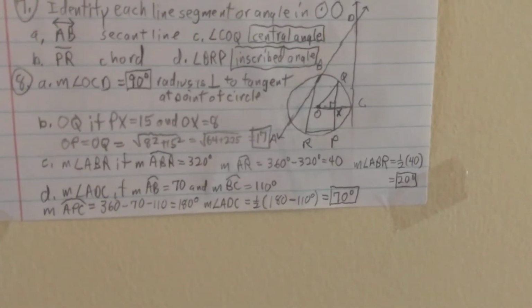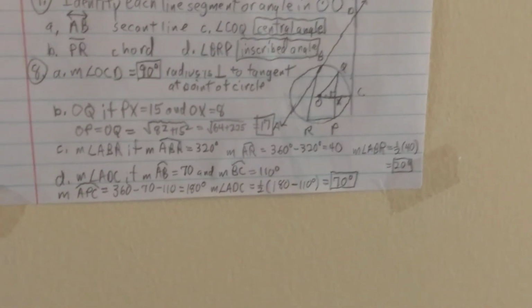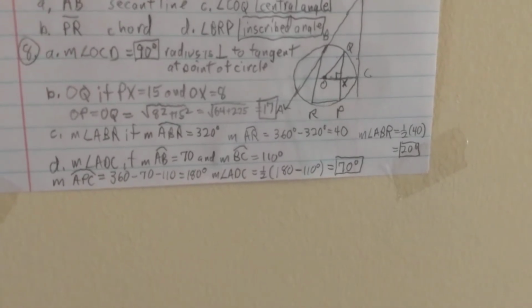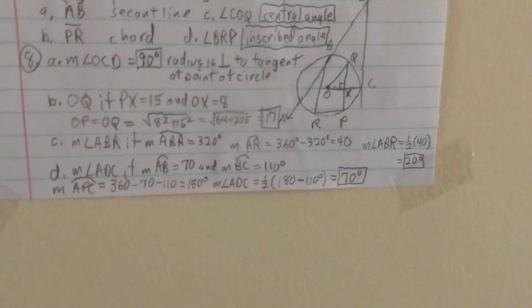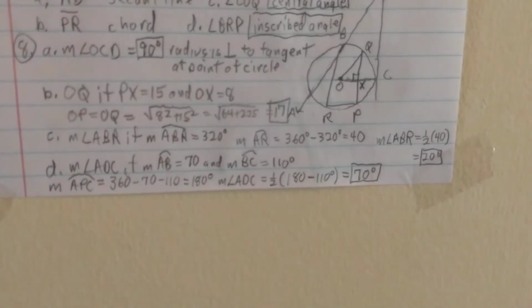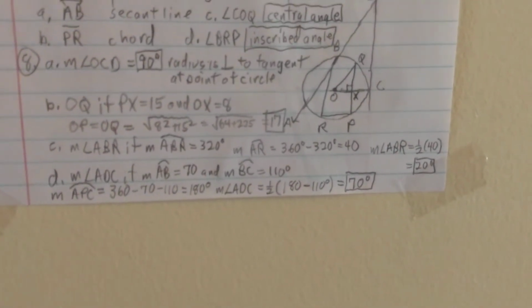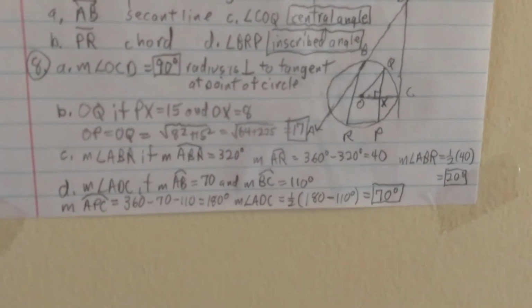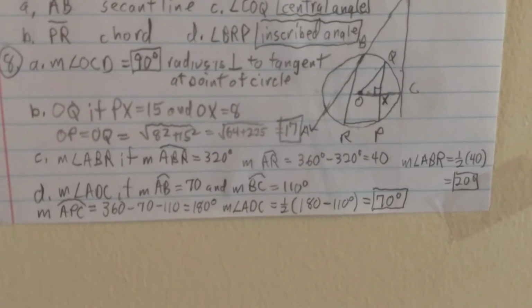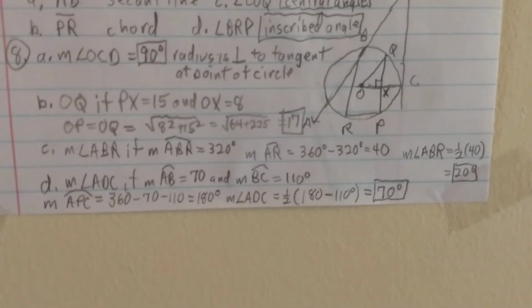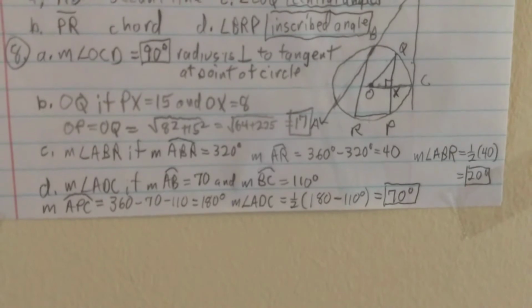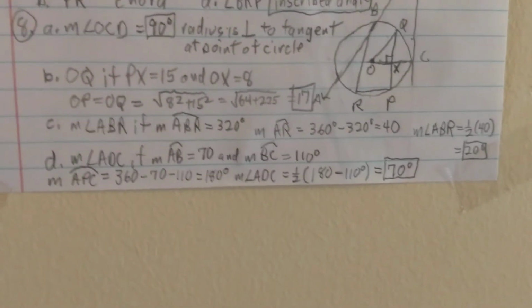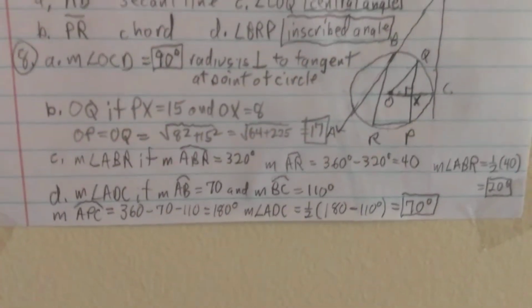We're given up top that PX is 15 and OX is 8, then we can say that OP is equal to OQ because they're both radii, and that way we can get OP. OP is the square root of 8 squared plus 15 squared, which equals the square root of 64 plus 225, which is the square root of 289, which is 17. So OP or OQ, both the same, is the radius, 17.